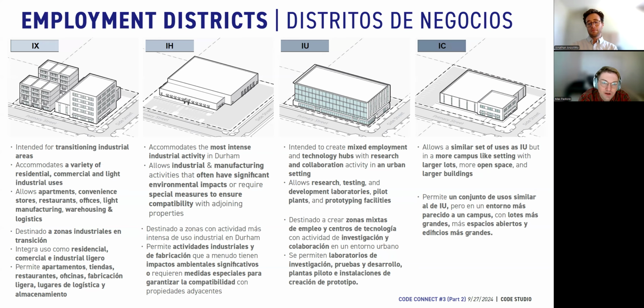So moving away from that, though, we get into the IU, or Innovation Urban District. And this is really intended to create a mixed employment and build off of existing tech hubs within Durham, and really continue to expand that within an urban setting. This is something that also probably will be happening mostly when it relates to the Research Triangle Park. It's something that may or may not necessarily be needed in places like downtown Durham, but we'll get a better sense of that when we look at the place types. But generally, this is aligned for things like research, testing, development laboratories, pilot plants, prototyping facilities, and whatnot.